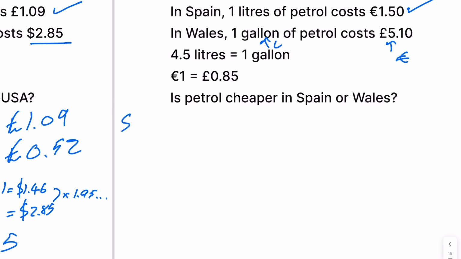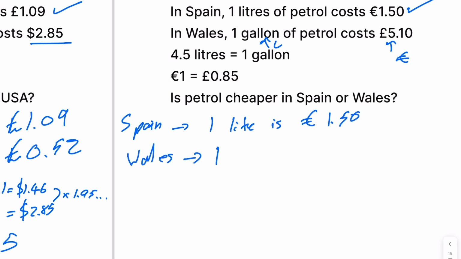So I'm going to write Spain, and I'm going to write that 1 litre is 1.50, and then I'm going to write Wales. Now, I don't know this, but I'm just going to write the same thing again. I want to know what 1 litre is, so I'm going to write 1 litre is, we don't know this yet.